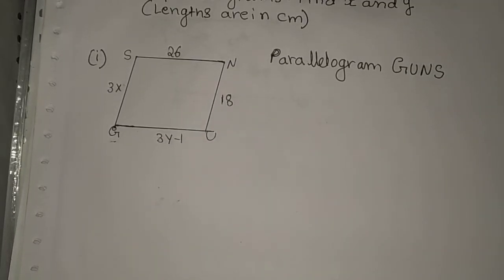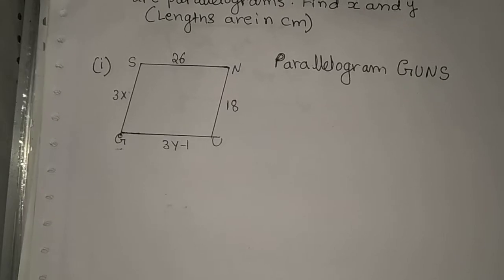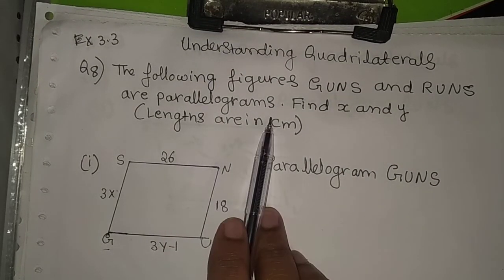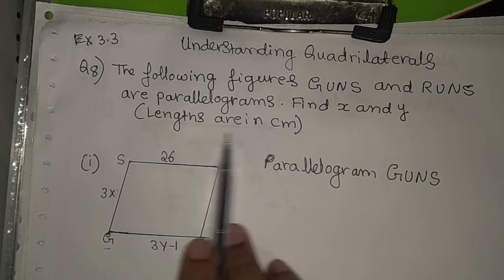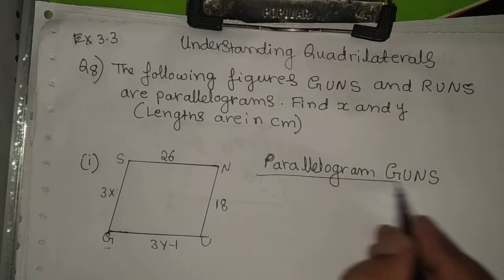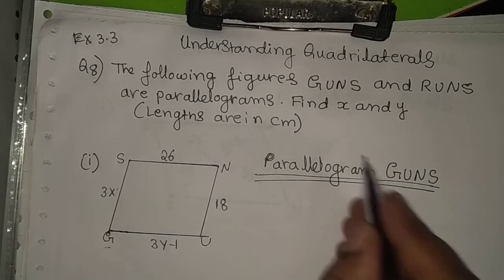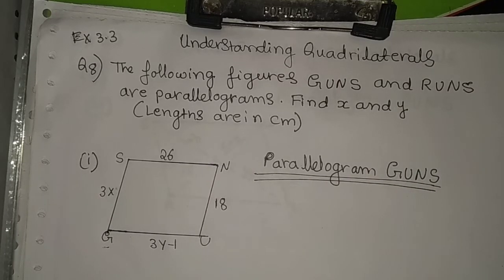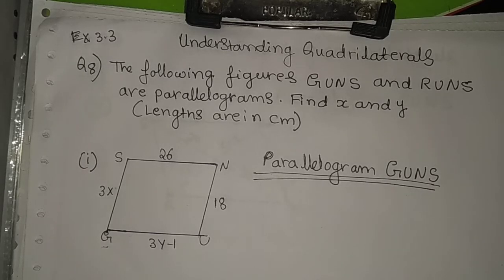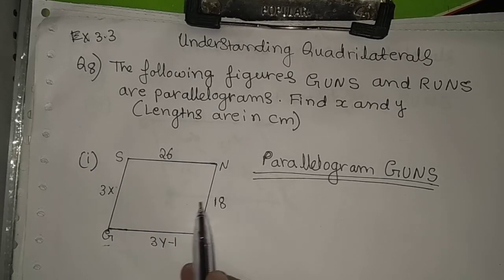So we move on to the question 8. In the question 8, the first problem is: the following figures, GUNS and RUNS, are parallelograms. Find x and y length in centimeters. So a parallelogram is given, the name they have given as GUNS. So we have to find out x and y in the length, in centimeters. So the first figure given is this one.